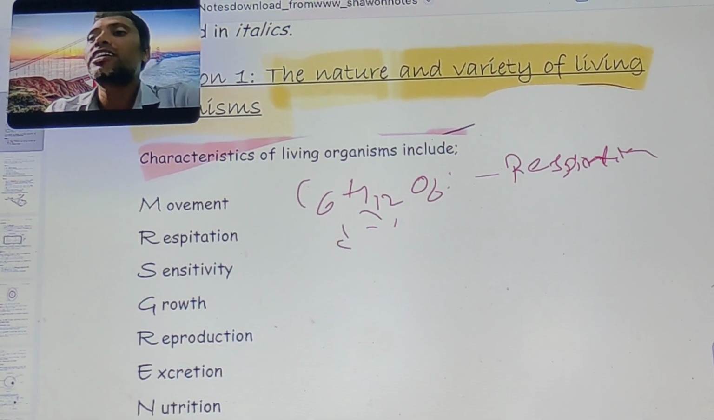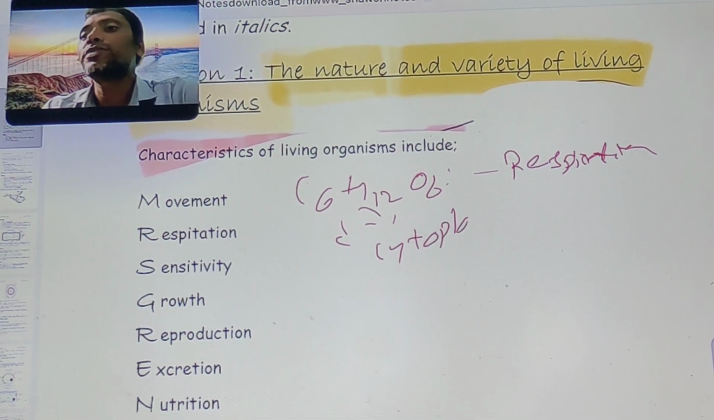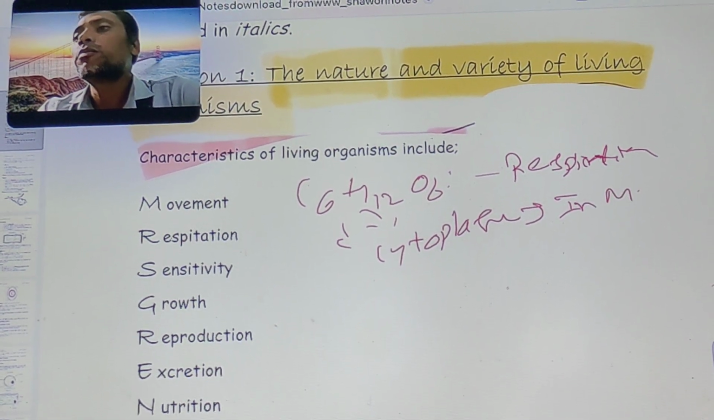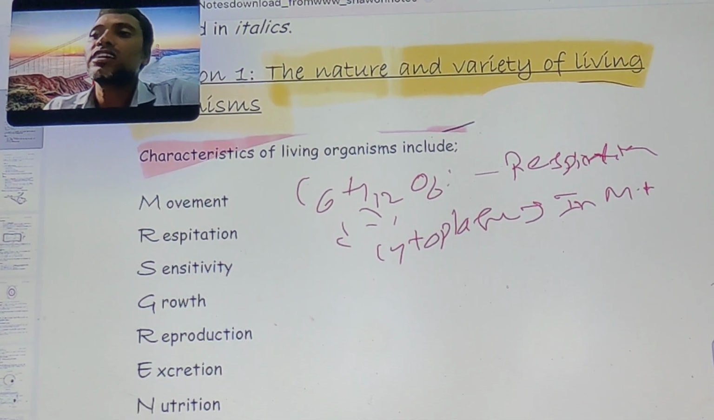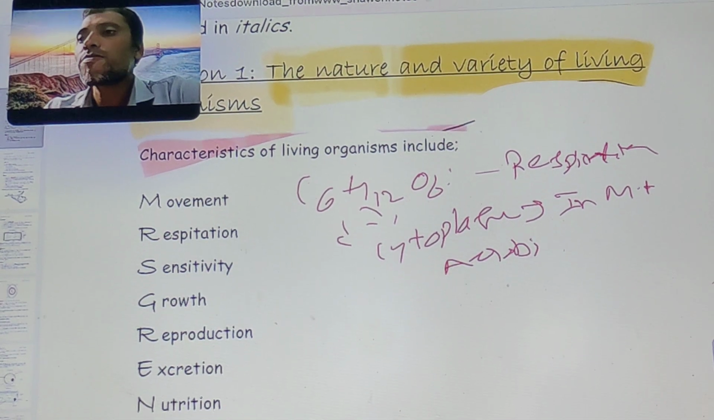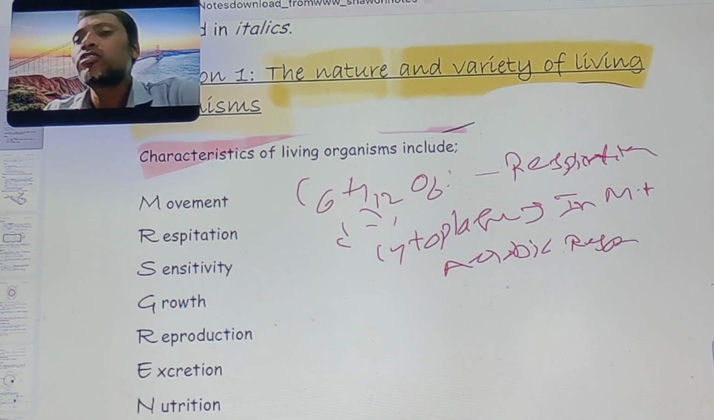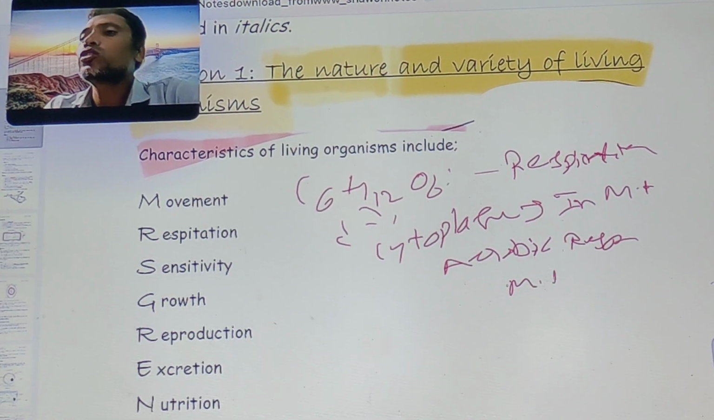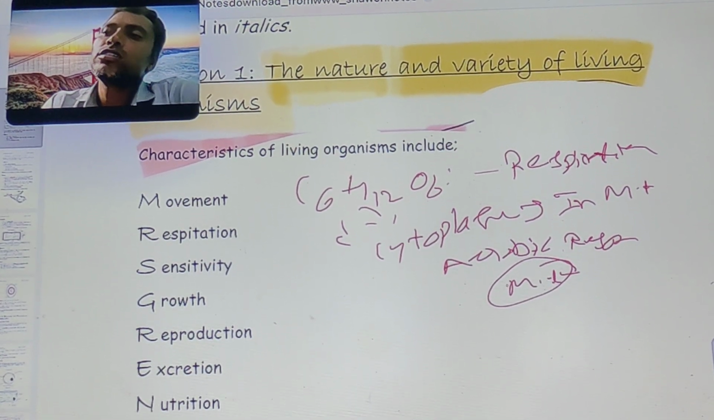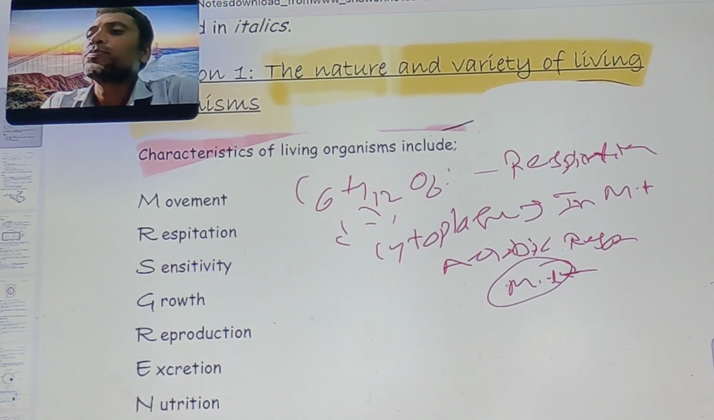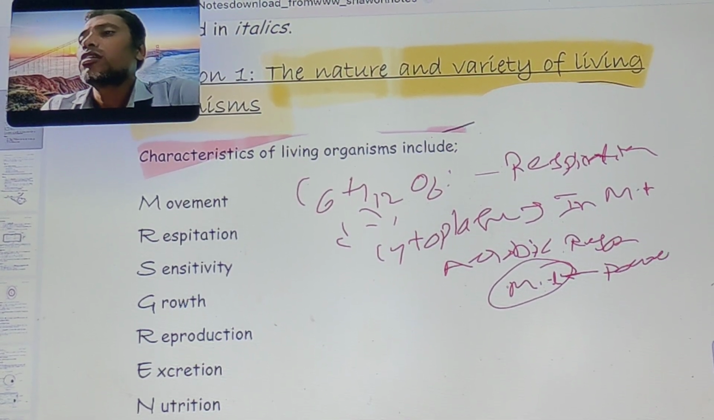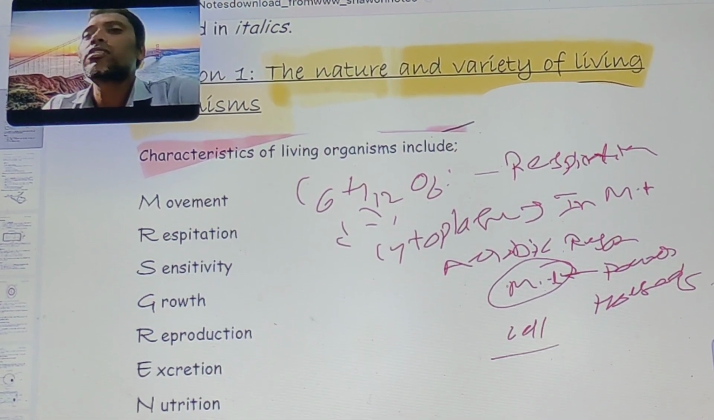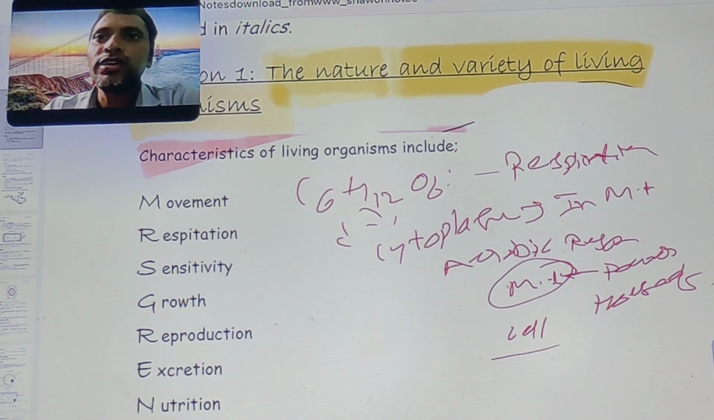First, glucose enters the cytoplasm, then it goes into the mitochondria for the Krebs cycle in aerobic respiration. Which organelle carries out cellular respiration? The mitochondria. The mitochondria have their own energy generating system, so we call them the powerhouse of the cell.